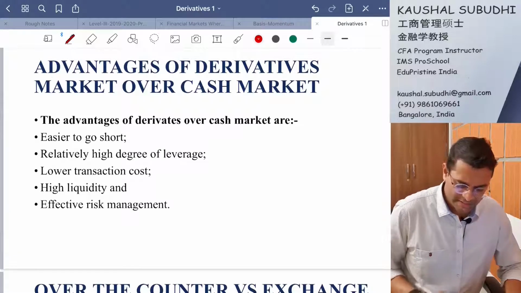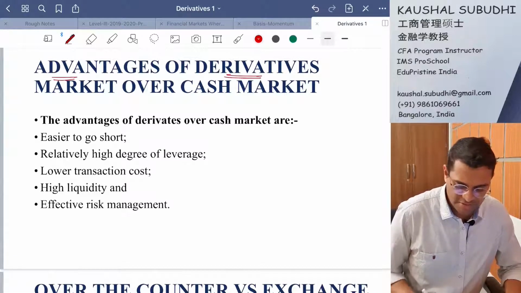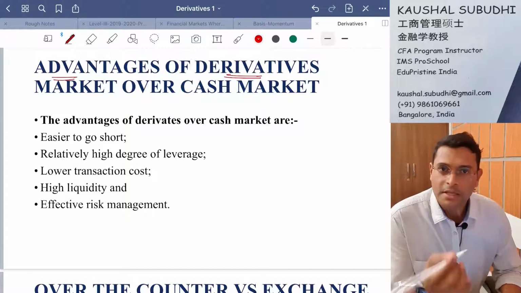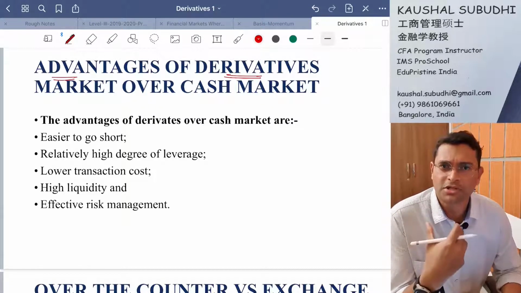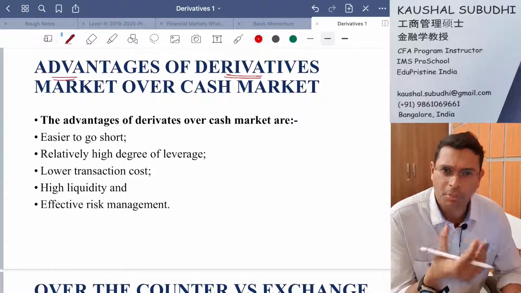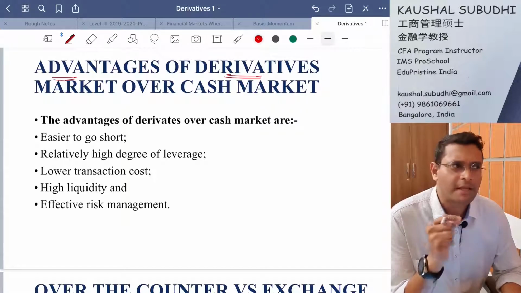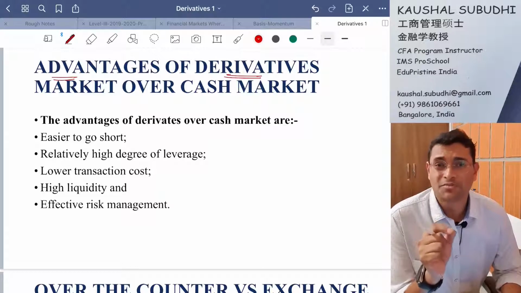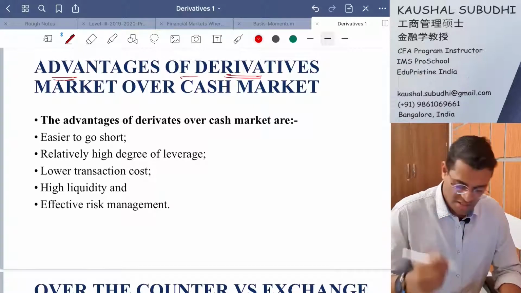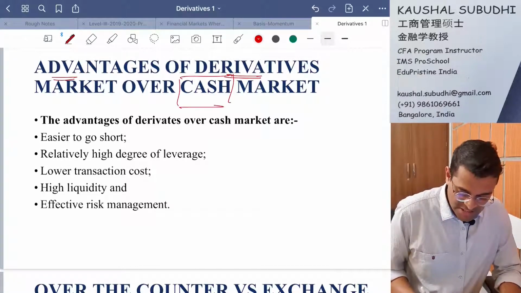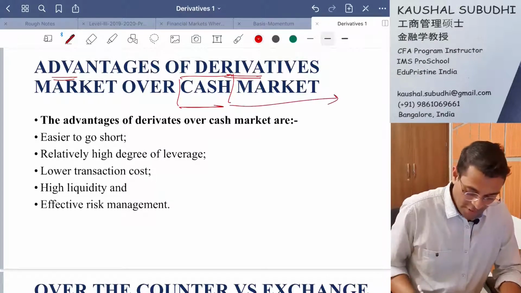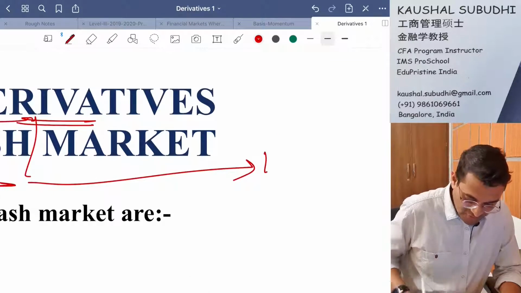Now looking at the advantage of the derivatives, why would you generally prefer a derivative market over the stock market? When we are talking about the stock market, the commodity market, the bond market or the currency market, these are the types of markets which you call a cash market. Why do you call it a cash market? This is because you are trying to deal with the physical commodity.